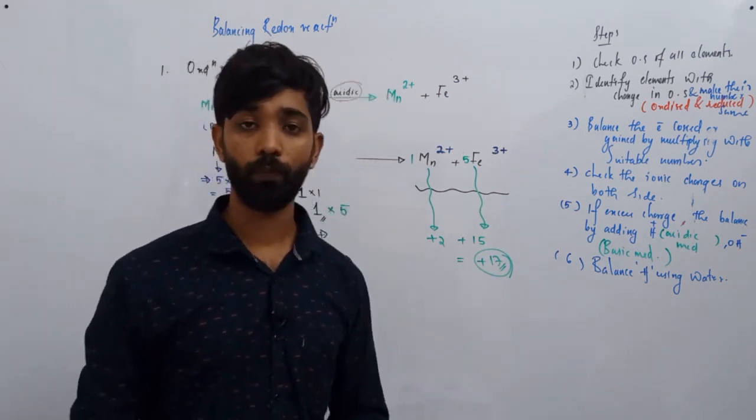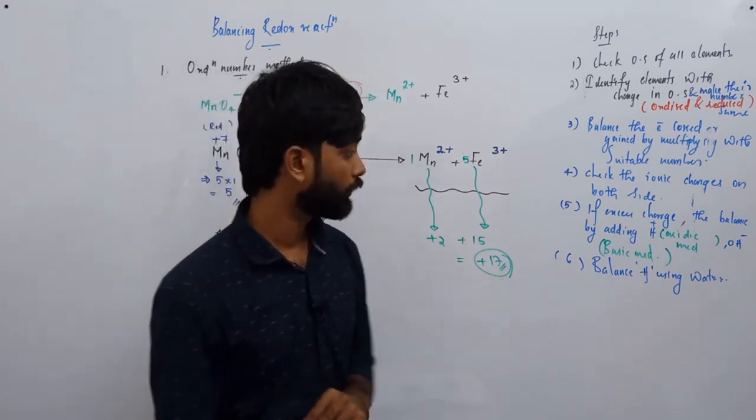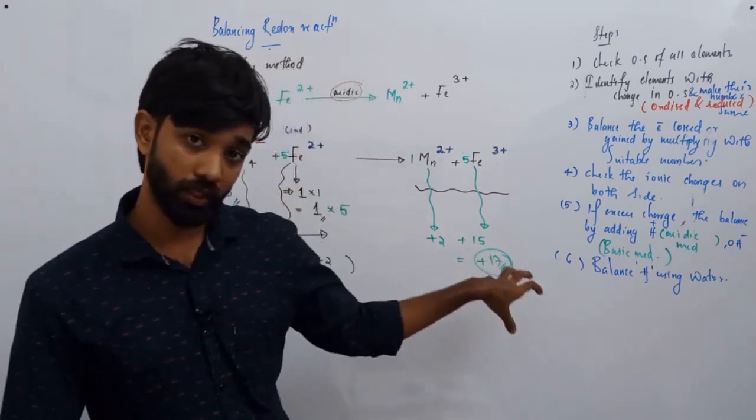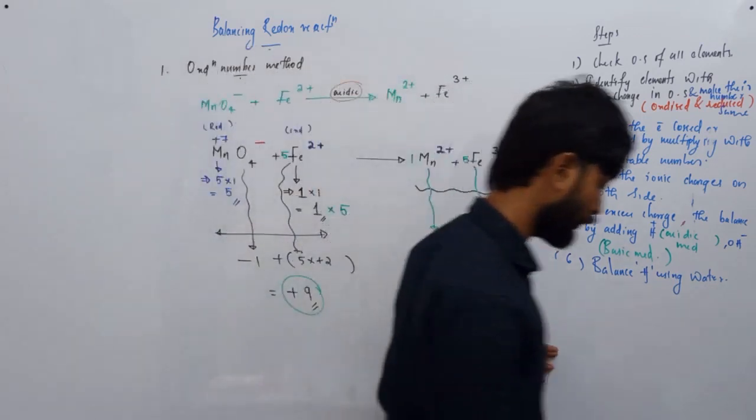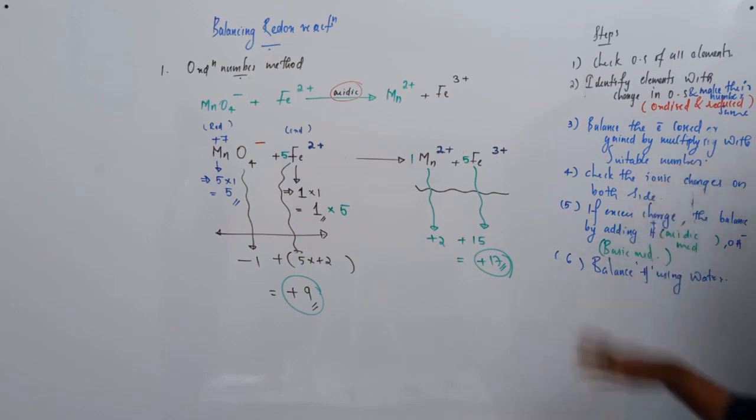Is it balanced? No. There is excess of 8 positive charge in the right side. Here only 9 positive charge. Here is 17 positive charge. So excess of 8 positive charge in the right side. So the fourth step is over. What is it? Check the ionic charge of both sides.